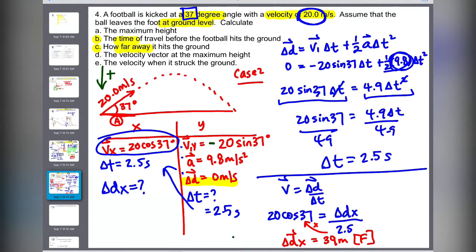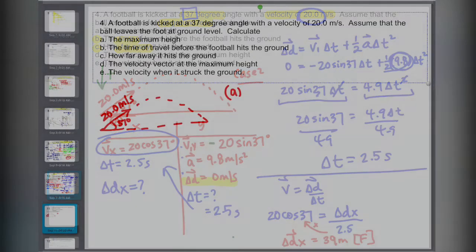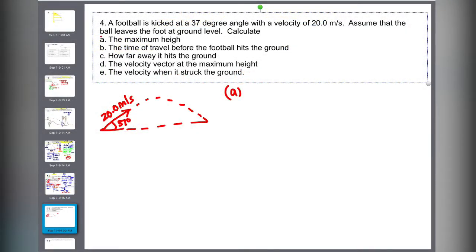If it doesn't say, you have to say that it is going forward. So okay, now addressing A, what is the maximum height? Your data list would change a little bit because at the maximum height, I'm actually talking about this point right here. That is the part where part A is, the maximum height.